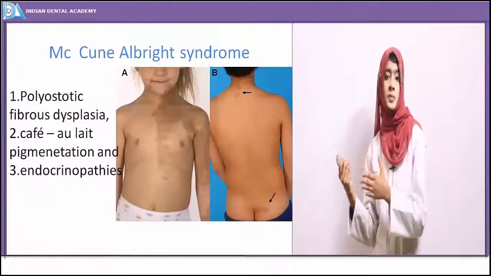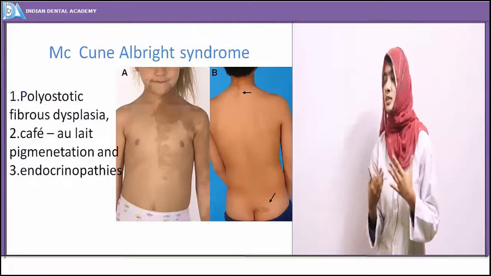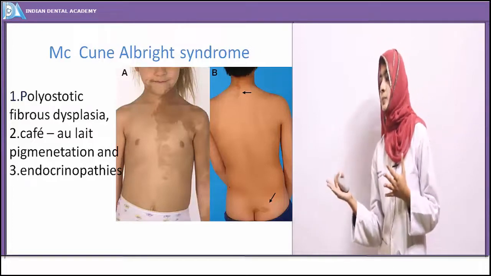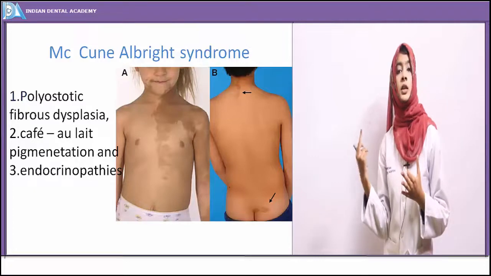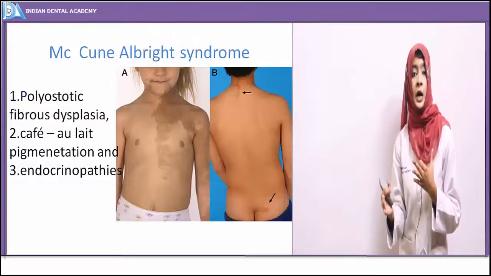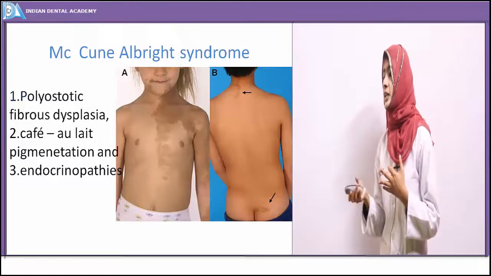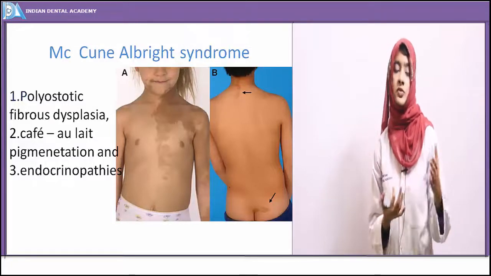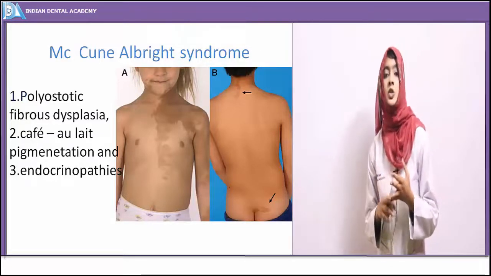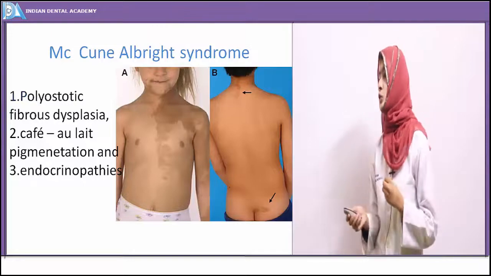Coming to polyostotic fibrous dysplasia, McCune-Albright syndrome, as we have already discussed, is associated with fibrous dysplasia with pigmentation. You can see the clinical picture of the child showing the pigmentation on the shoulder. That is nothing but this brown macular pigmentation, the café-au-lait spots. Such individuals show a variety of endocrinopathy syndromes like hyperthyroidism and acromegaly. Whenever the association of these three conditions occurs together, it is called McCune-Albright syndrome.